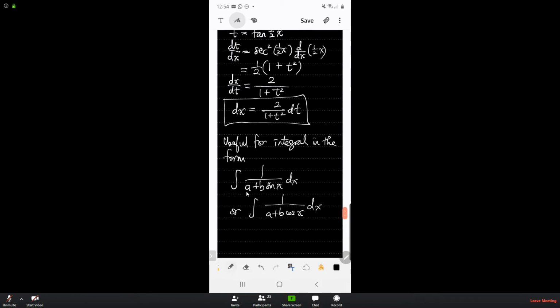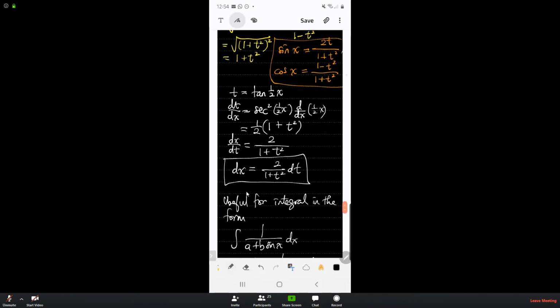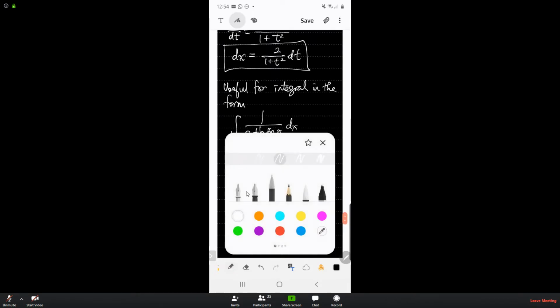So you can change your sine x and cos x to 2t over 1 plus t squared, or 1 minus t squared over 1 plus t squared. All right, so I'm going to show you an example. How are we going to use this?